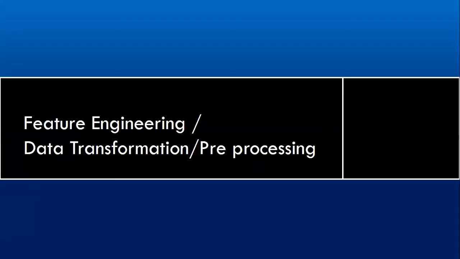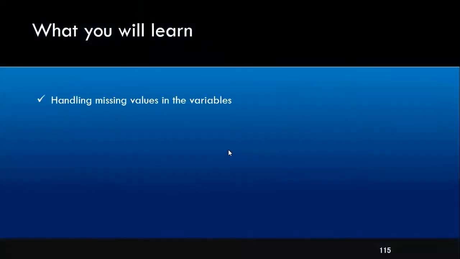Okay, and then next one is feature engineering. It is also called data pre-processing, data transformation. Like they use different terms. All these terms refer to the same thing. Okay, and as part of this, we will take a look at how to handle the missing values in the variables and how to convert the categorical variable into numerical, since most algorithms need numerical features.